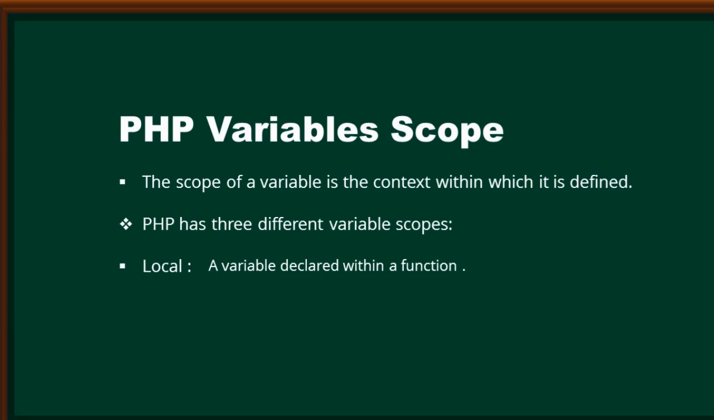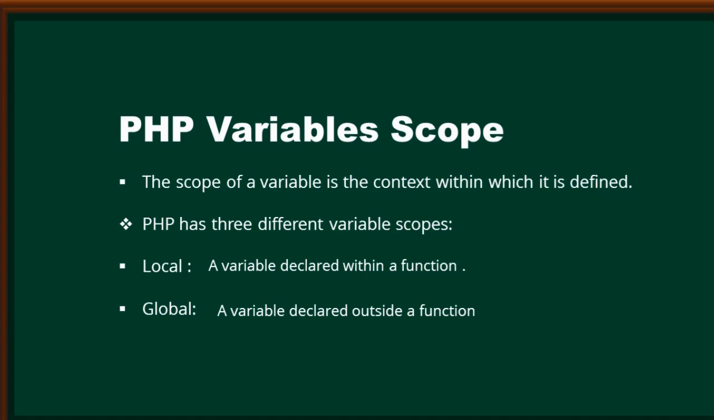the local scope. On the other hand, we've also got what is known as a global scope, which are variables that are declared outside of a function. So any variable declared outside the function is referred to as a global variable scope.